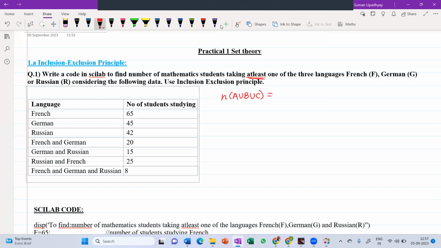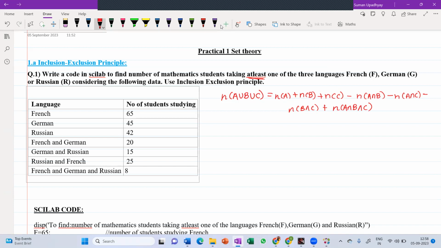So the formula for this is: number of elements in A plus number of elements in B plus number of elements in C, minus number of elements in A intersection B, minus number of elements in A intersection C, minus number of elements in B intersection C, plus number of elements in A intersection B intersection C. So this is the formula of the principle of inclusion-exclusion for finding the number of elements present in A union B union C.